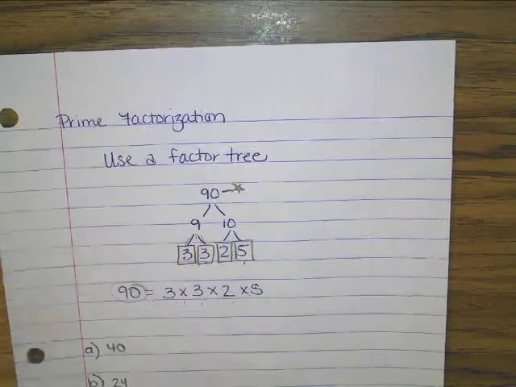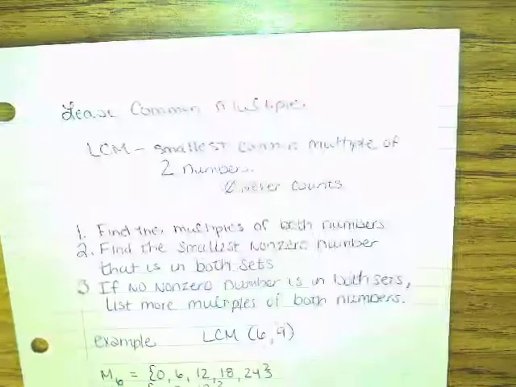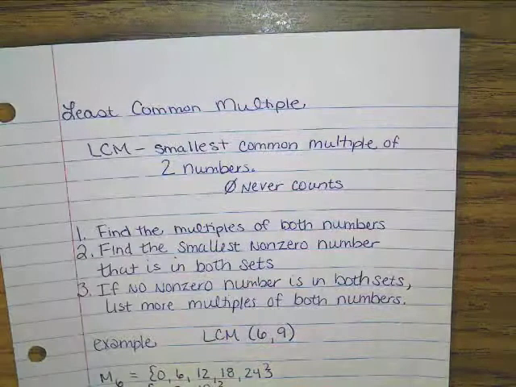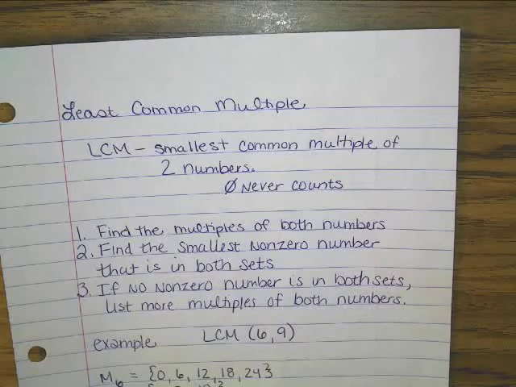Thanks. All right, so once I know prime factorization, then I can get into greatest common factors and least common multiples. All right, so least common multiple, LCM. Of the two things that we've learned, which are we going to use for this? Multiples or factors?